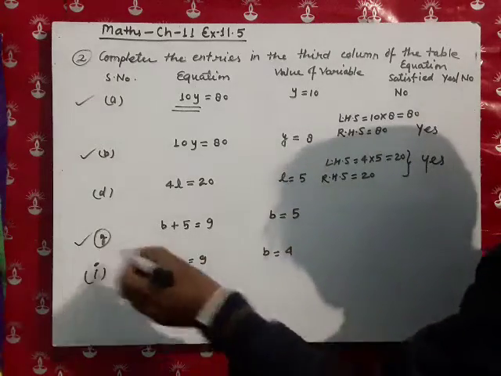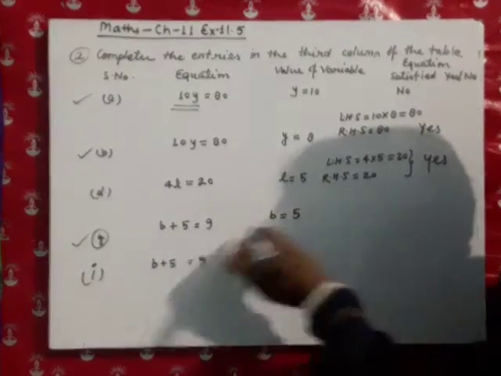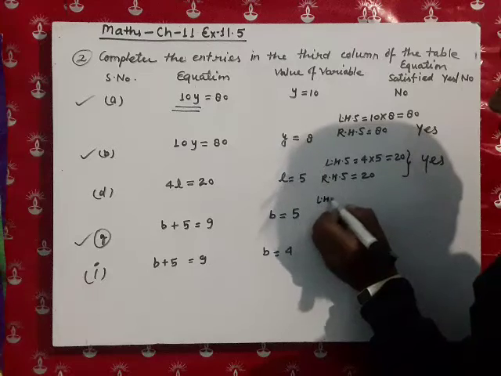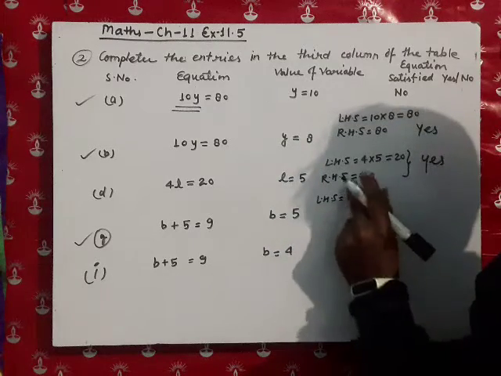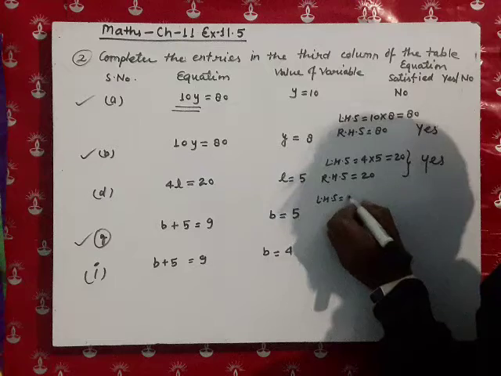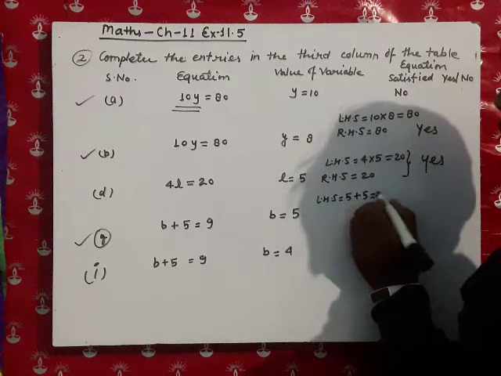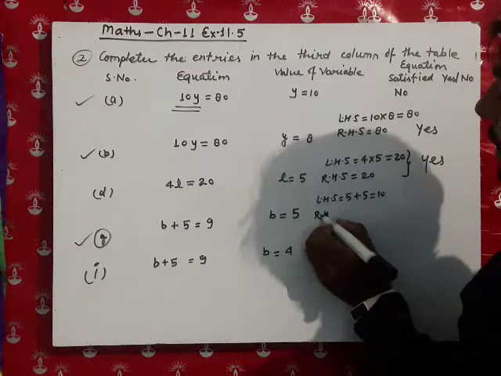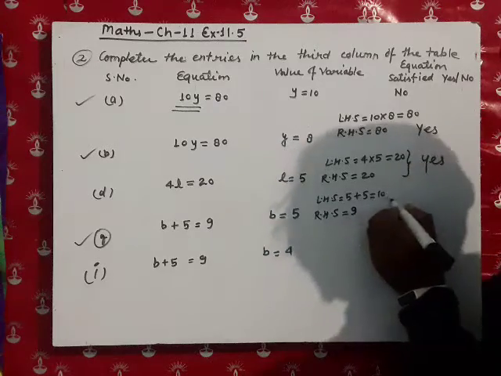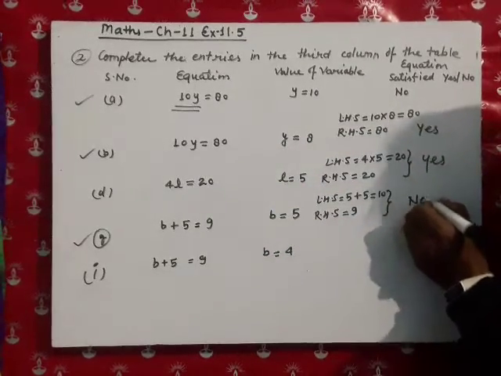In equation G, here b plus 5 equals 9. So here the LHS is given. b means 5, so 5 plus 5 equals 10. But the RHS is given as 9. Not satisfied, so we will write down no.